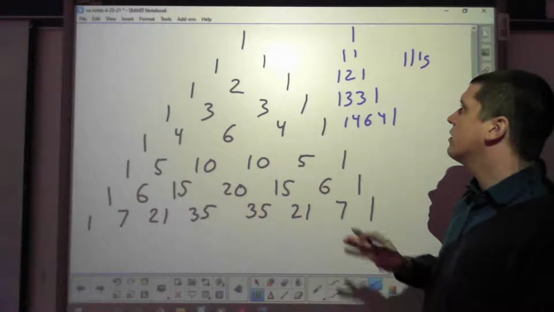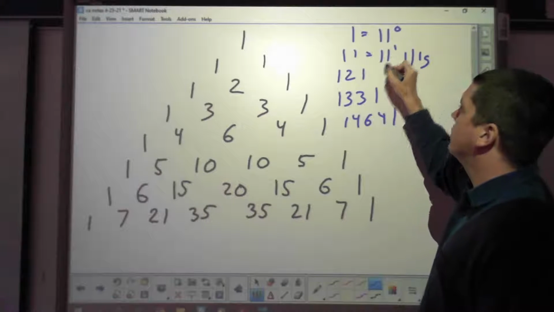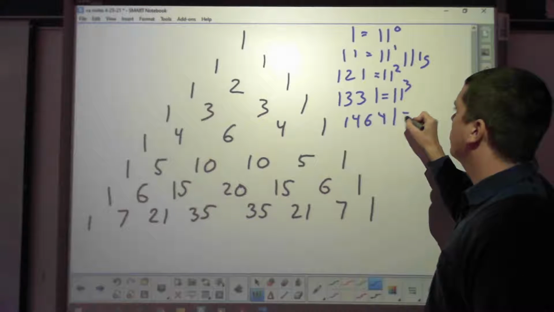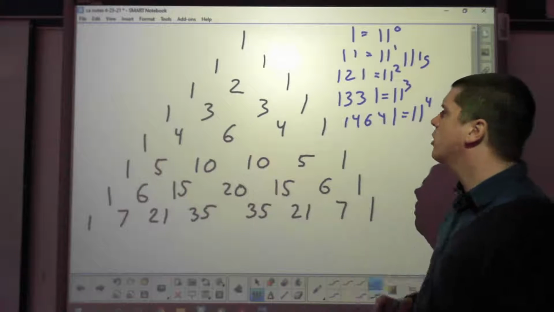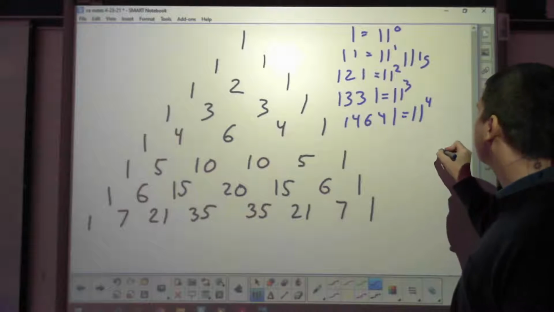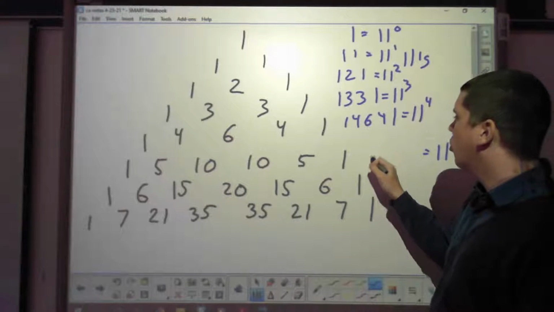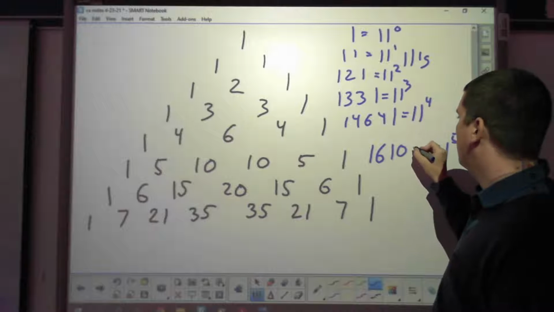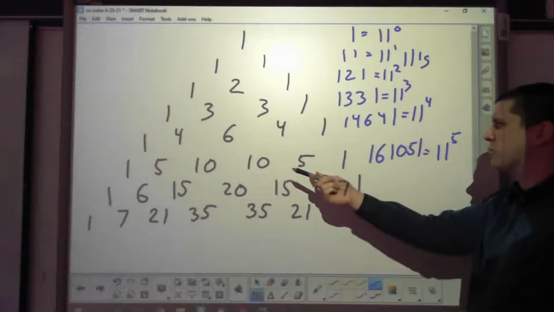Now, the kind of interesting thing is that that is 11 to the 0 power, 11 to the first power, 11 to the second power, 11 to the third power, 11 to the fourth power. Now, for this one, you might go, well, wait, hold on, there's some double-digit numbers here, Mr. Keith. Well, I can tell you that 11 to the 5th power is 161,051. And I go, wait, that's not what we see right here.